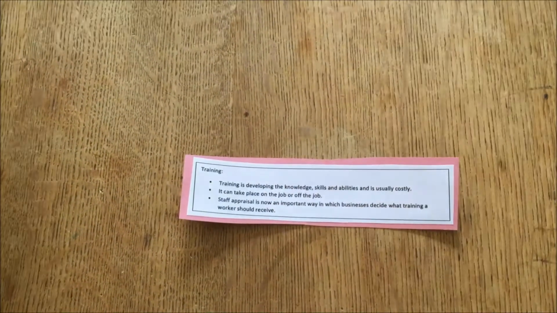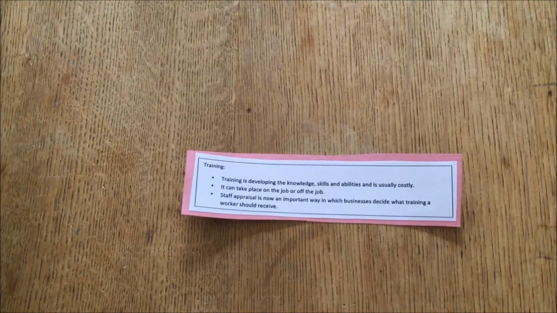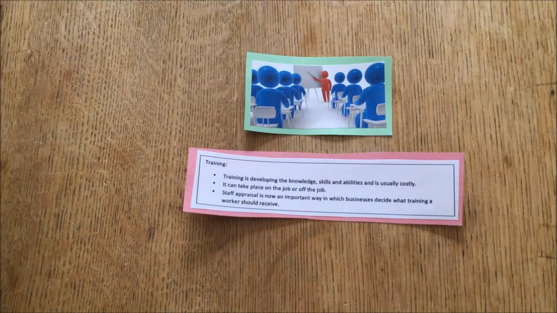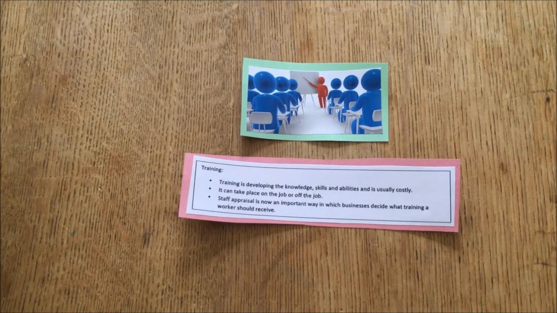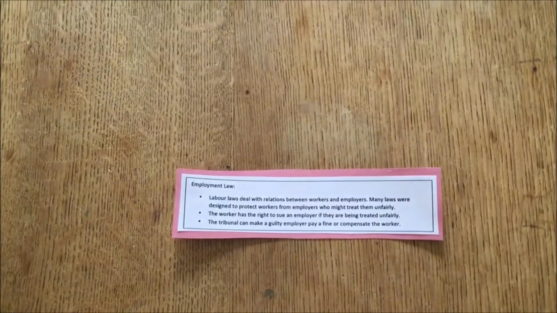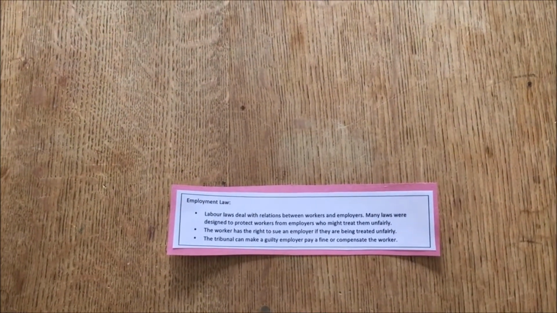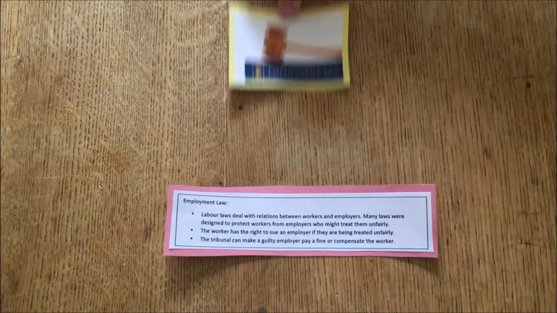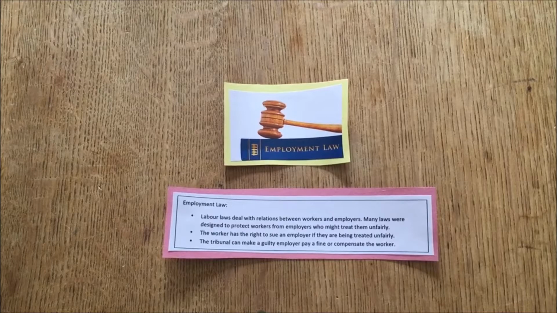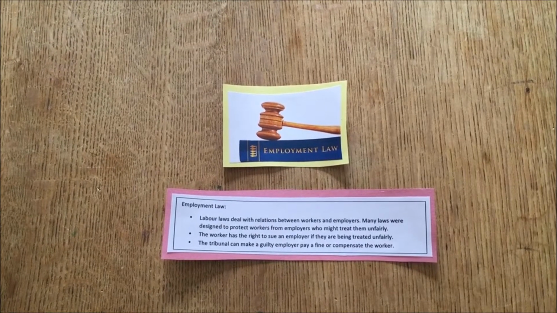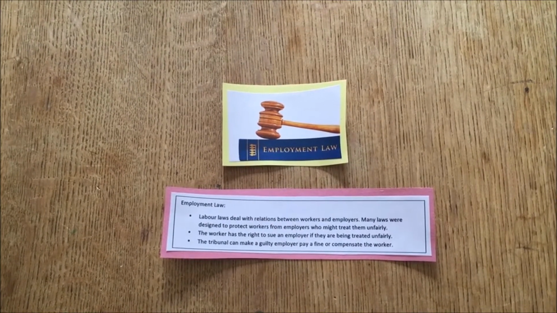Training. Training is developing the knowledge, skills and abilities and is usually costly. It can take place on or off the job. Staff appraisal is now an important way in which businesses decide what training workers need. Employment law. Labour law deals with relations between workers and employers. Many laws were designed to protect workers from employers who might treat them unfairly. The worker has the right to sue an employer if they are being treated unfairly. The tribunal can make a guilty employer pay a fine or compensate the worker.